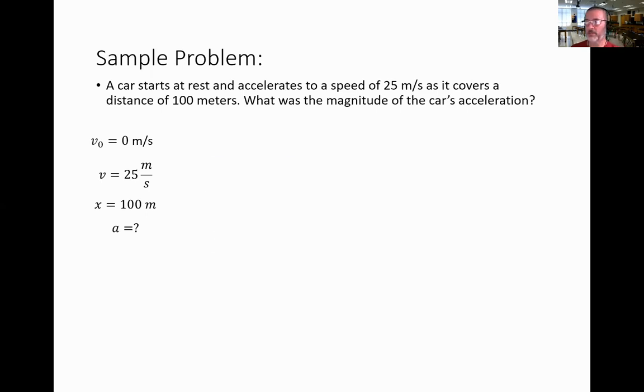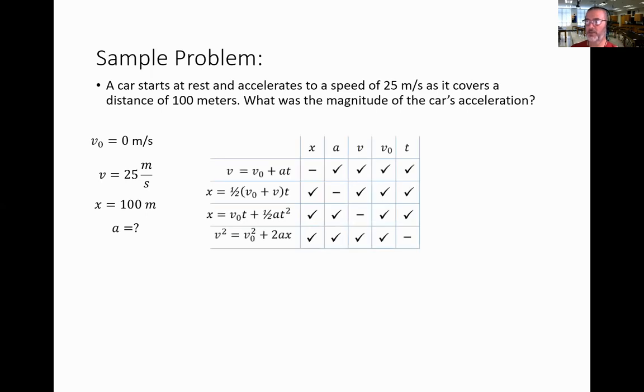So now what I'm going to do is look at my 4 equations and figure out which equation does not have time in it and does not care about time. And if I look at those 4 equations, the one without time in it is going to be this 4th equation of motion. This equation does not know about time. It does not care about time. So now if I move forward, what I can do is pick that equation and do some math.